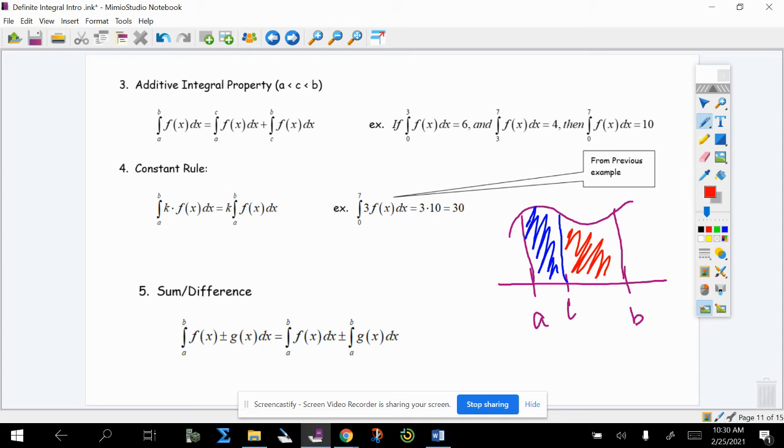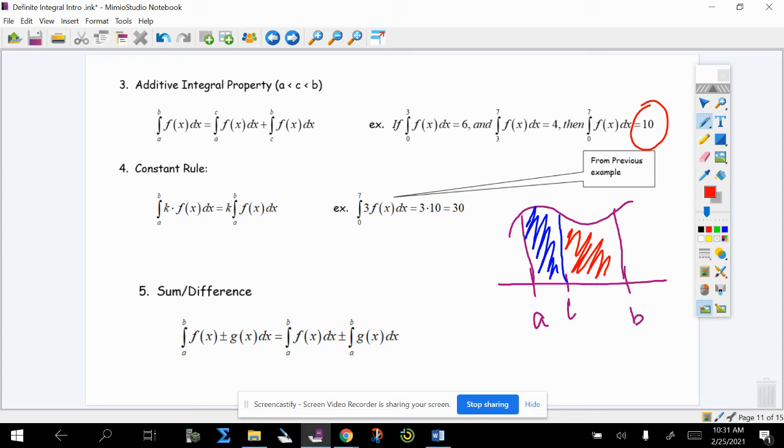So if we take the previous one where we said the integral from 0 to 7 was 10, so what we did right over here, now it's saying, well, if I do the same function, the same integral 0 to 7, but I put a 3 in front, I just multiply that 10 by 3. So it multiplies by that scalar, and I get 30.